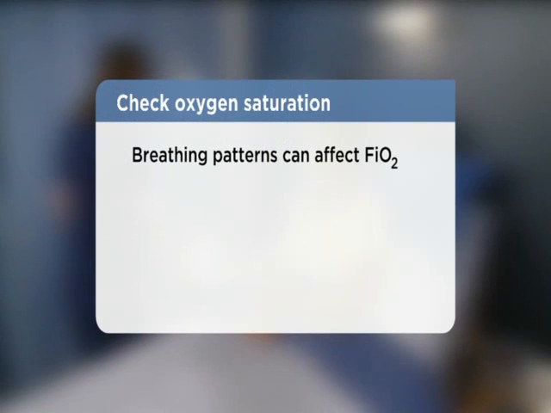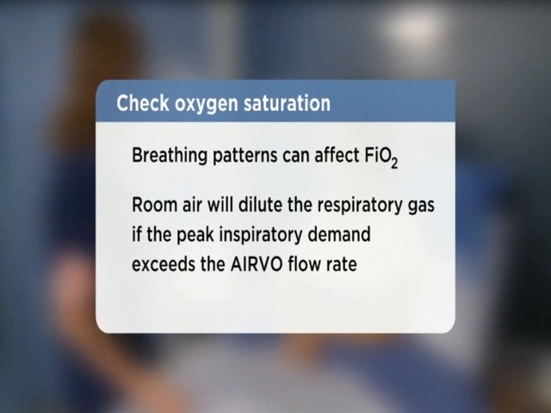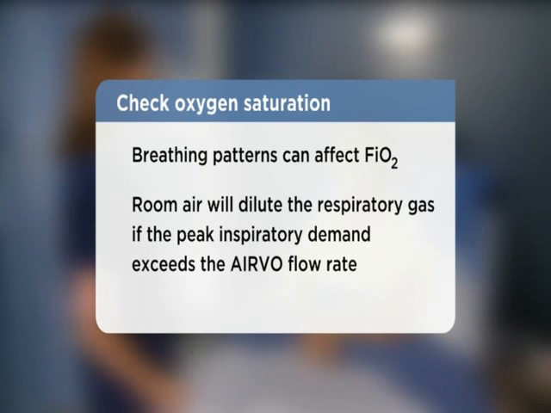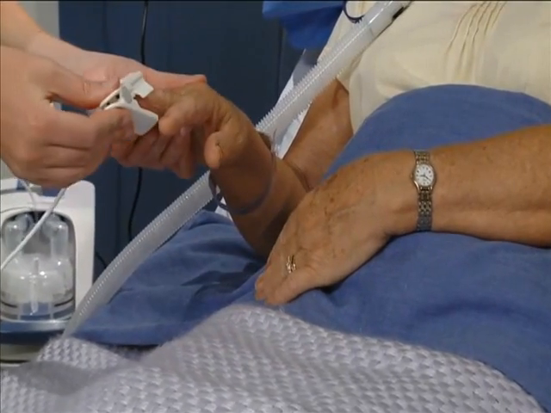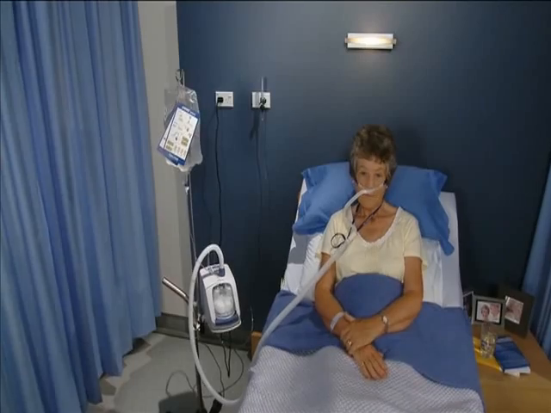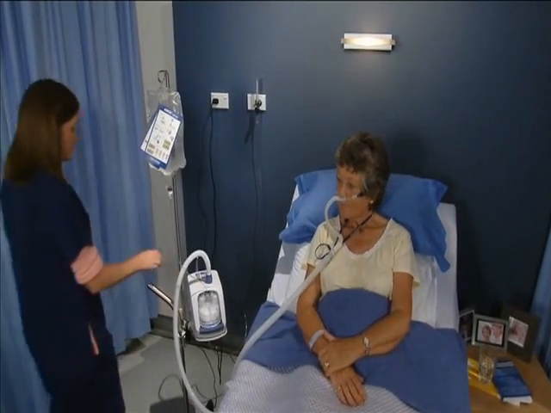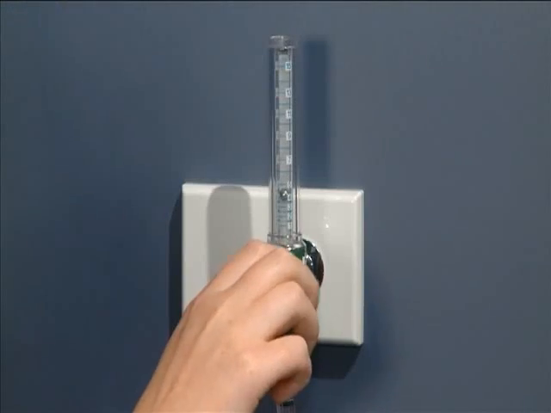Keep in mind that the patient's breathing pattern can affect the fraction of inspired oxygen. Room air will dilute the respiratory gas if the patient's peak inspiratory demand exceeds the AIRVO flow rate. For this reason, you should always use a pulse oximeter to check the patient's oxygen saturation is appropriate. Finally, whenever you turn the AIRVO off, you must turn off the oxygen supply to ensure that oxygen does not build up inside the humidifier.